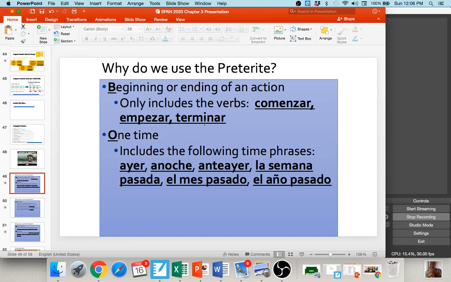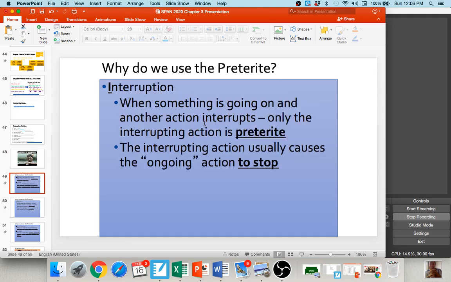Whatever you may be referring to here usually only has a specific ending and a specific beginning. It's a completed action in the past. So, comenzar, empezar, terminar. The O in VOICES refers to one-time events, and you have some preterite trigger words here like ayer, yesterday, anoche, last night, anteayer, the day before yesterday, la semana pasada, last week, el mes pasado, last month, and el año pasado, last year. So, VOICES: beginning or ending of actions, one-time events.